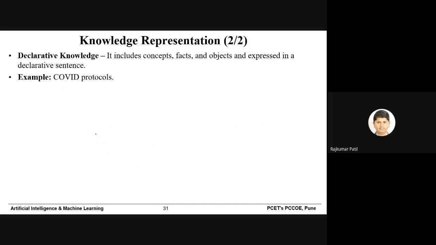Again, there are different types of knowledge representation. So first one is declarative knowledge. It includes the concepts, facts, objects, and is expressed in declarative sentences. For example, COVID protocols. So the social distancing, sanitization. So all these are declared to you and you have to follow these as guidelines. So these are the declarations made by the government and you need to follow them.